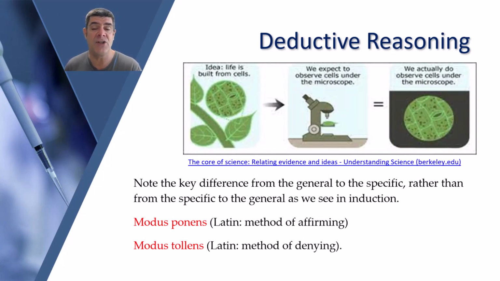The key differences from the general to the specific rather than the specific to the general are the main difference between deductive reasoning and inductive reasoning. So if we're doing deductive reasoning, then we would go from the general idea that life is built from cells. This is a component of the cell theory. That means that we predict, our hypothesis is that we expect to observe cells under the microscope. Then we put our samples under the microscope and observe them and find, yes, in fact, we actually do observe cells under the microscope.